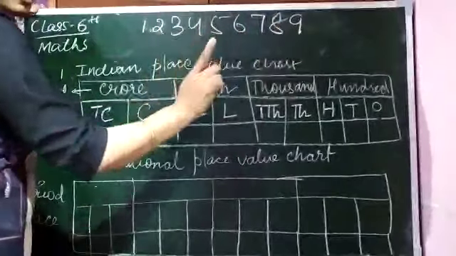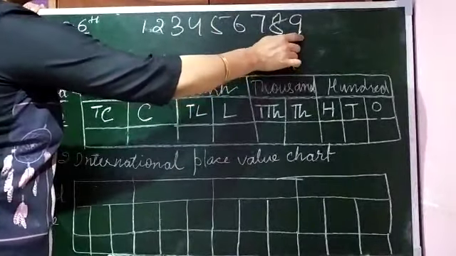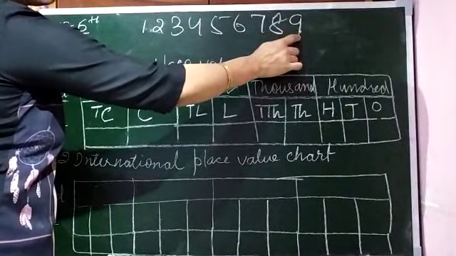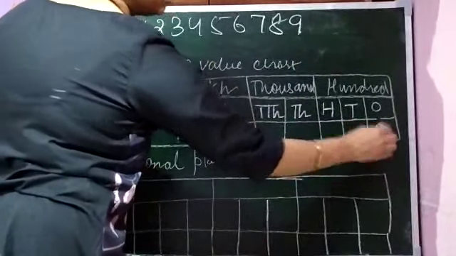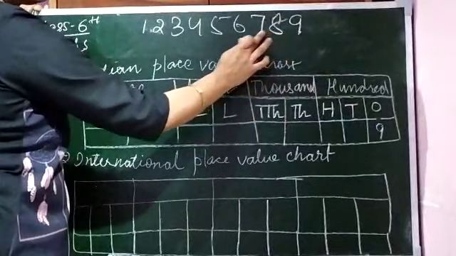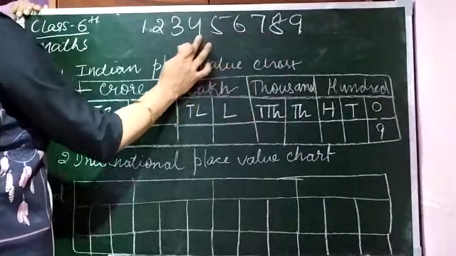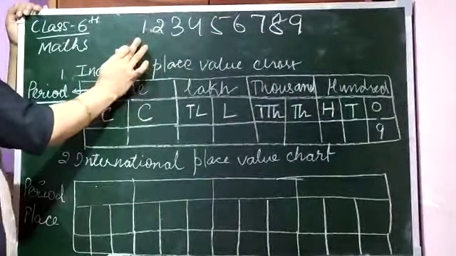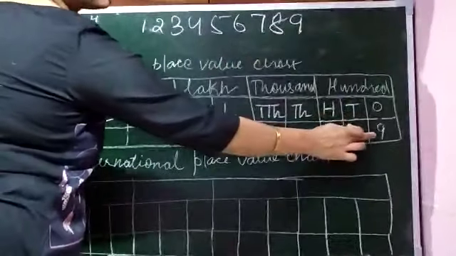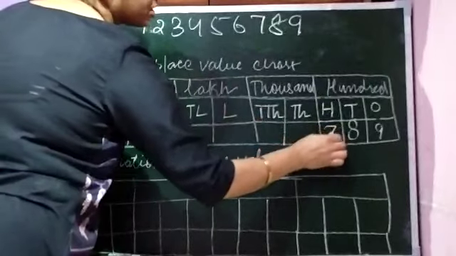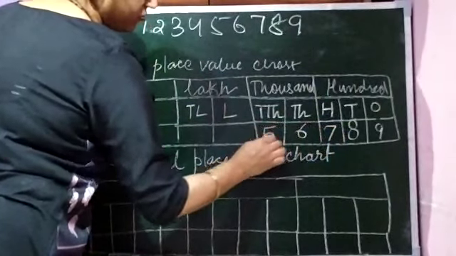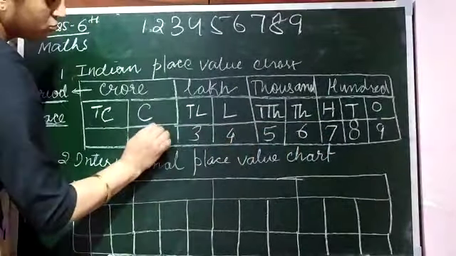You have to always keep in mind, you have to start from the last number. So what is written over here? 9. So put 9 here. This is ones place. This is tens, hundreds, thousands, ten thousands, lakh, ten lakh, crore, ten crore. Right? Now see, here I have written 9. Then after that, 8 is there. Then 7 is there. Then 6, then 5, then 4, then 3, then 2, then 1.